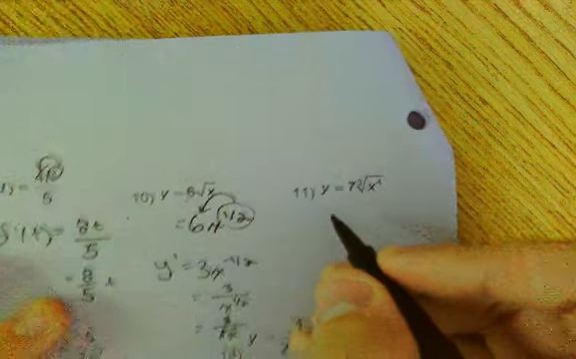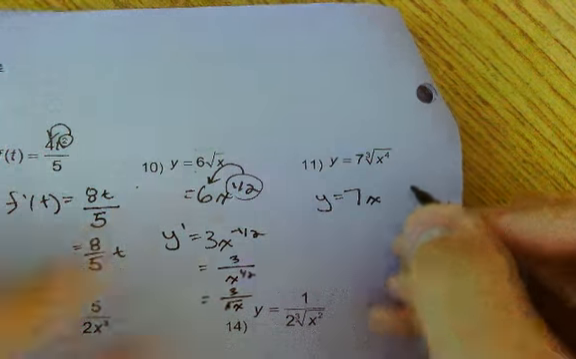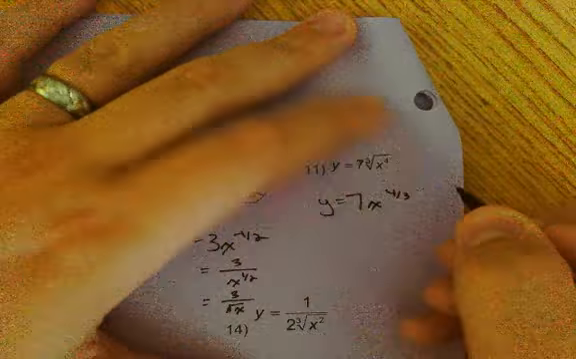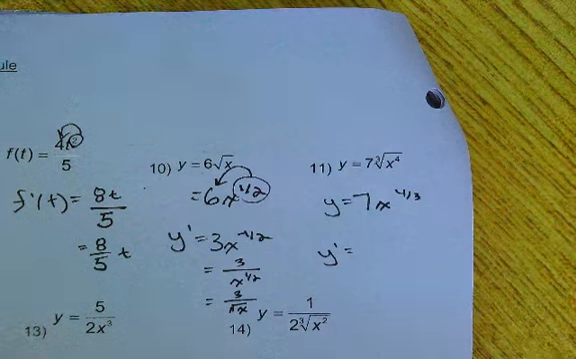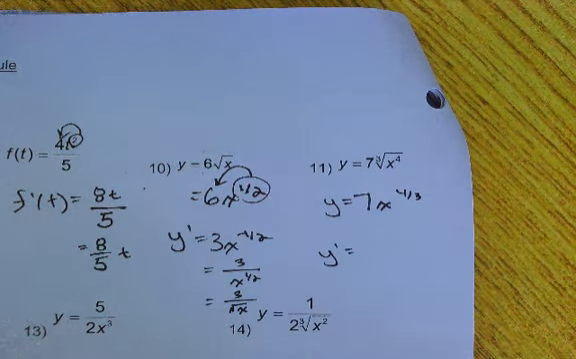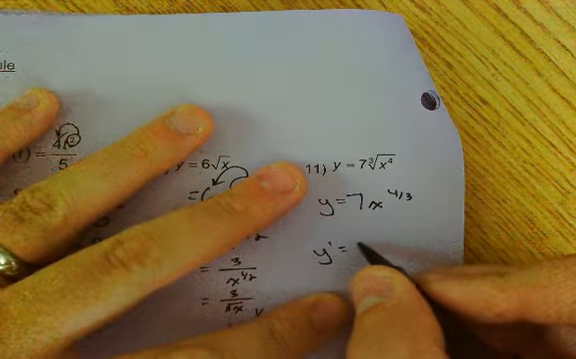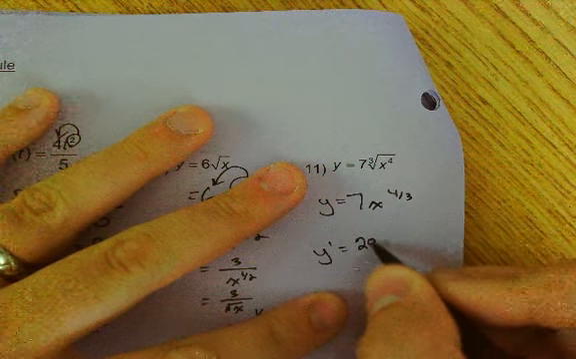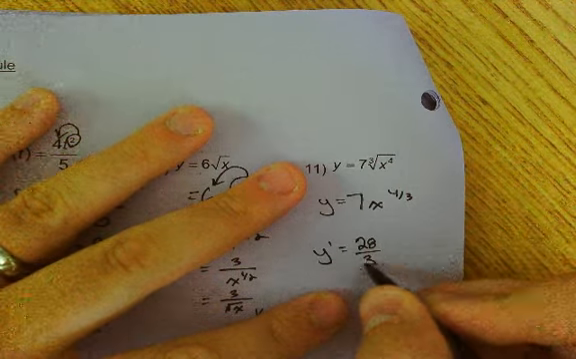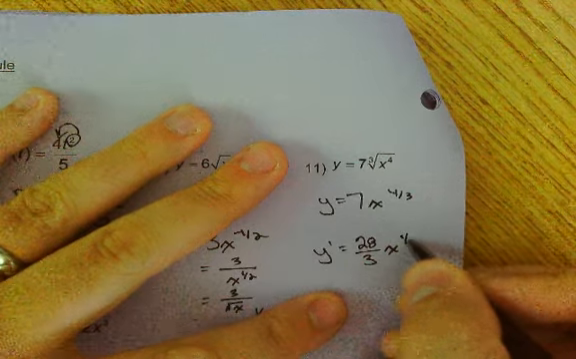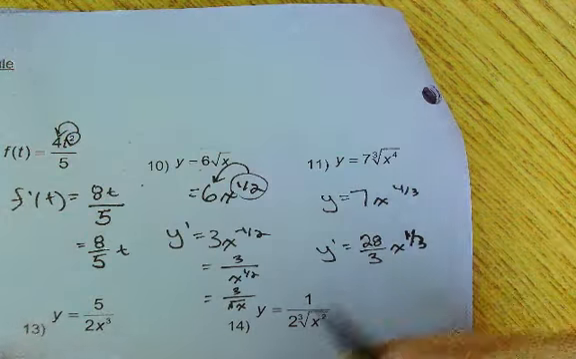Let me walk you through this one real quick. Let me rewrite it. Y equals 7x to the 4/3. Is that correct? So I take the power rule, y prime. Who thinks they got the answer? Yeah, 28 over 3x, or 28 over 3 cube root x. 28 over 3, yeah, cube root x. X to the 1/3. Which you said it is really cube root of x.